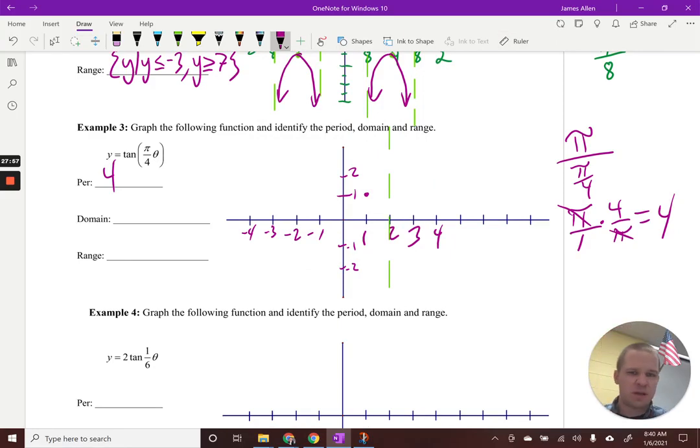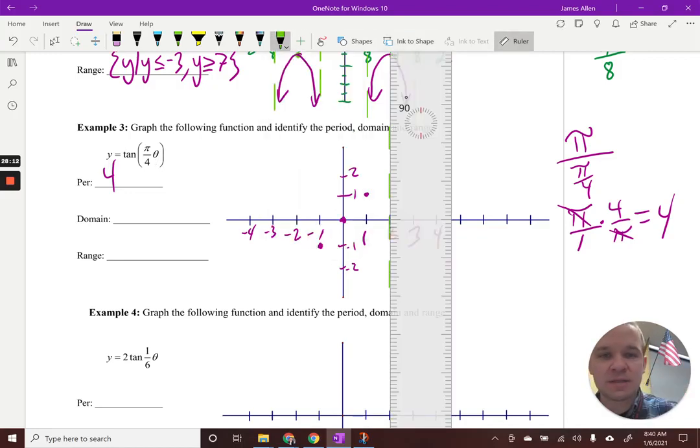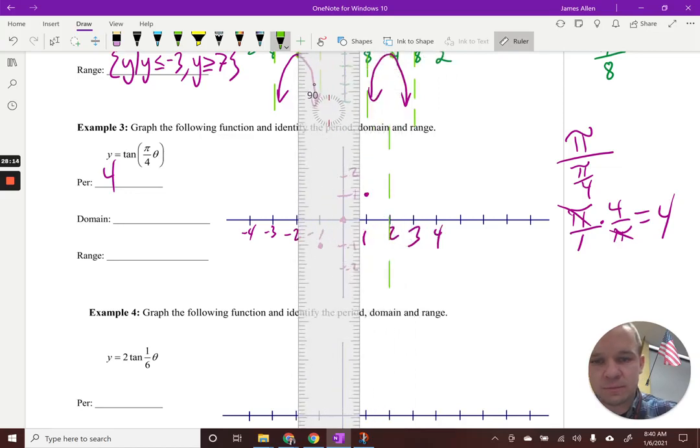Now, what about the other direction there as I'm thinking about my general behavior here? Well, if I plug in 0, tangent of 0 is 0. And if I plugged in -1, I'd get negative pi over 4, which I know my unit circle would give me a -1 value. So that would be right here. And then again at -2, I'm going to have an asymptote.